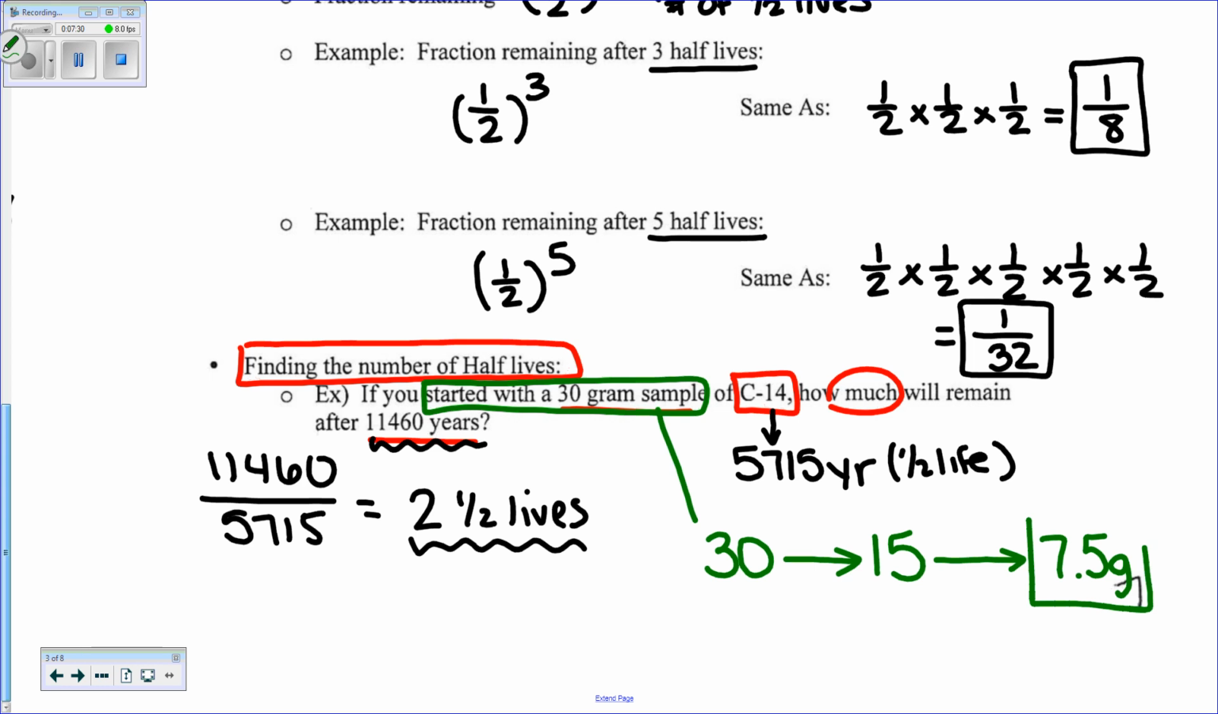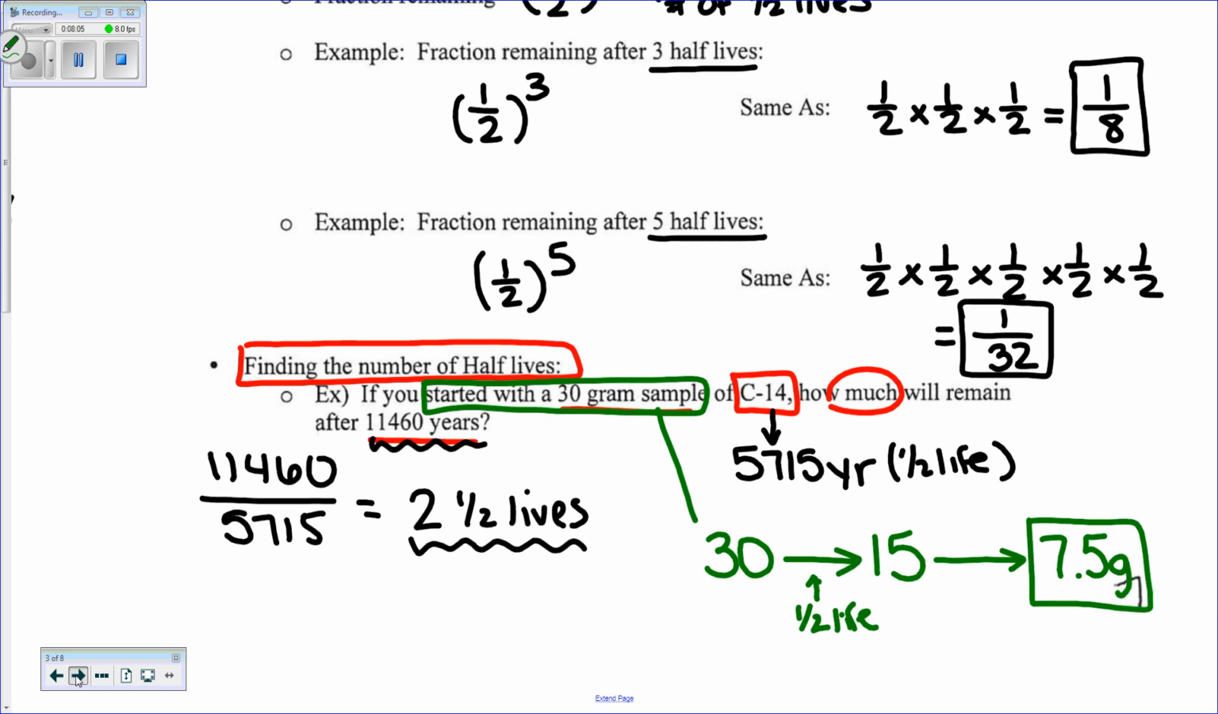That means if I started with 30 grams of my sample that had carbon-14 in it, I would have 7.5 grams left of it after 11,460 years, because each half-life was 5,715 years. That's also important that I'm introducing you to me drawing my arrows. A lot of times I like to draw arrows to represent my half-life. So I'm basically drawing an arrow to show I went through 1, now I went through 2.